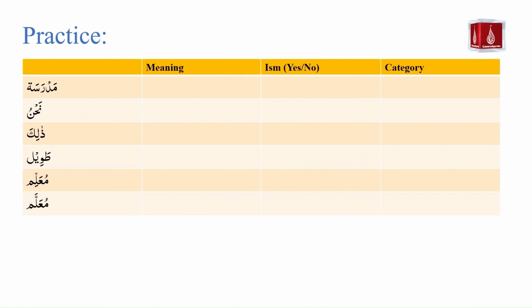Based on what we have learned so far, let us do some practice. We're going to look at the following words. We're going to find out their meaning, find out if they're ism or not, and then which category of ism they belong to. The first word is madrasa. The meaning of madrasa is an educational institution. Is it an ism? Yes, it is. Which category of ism? It's the name of a place.